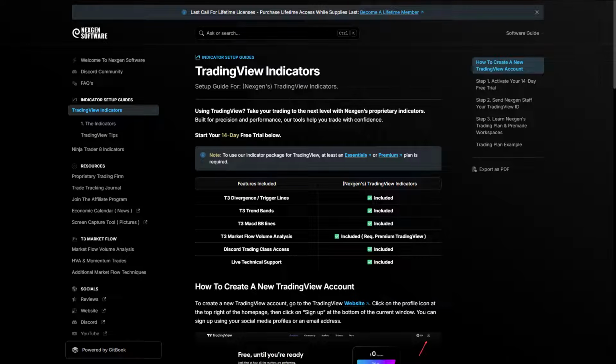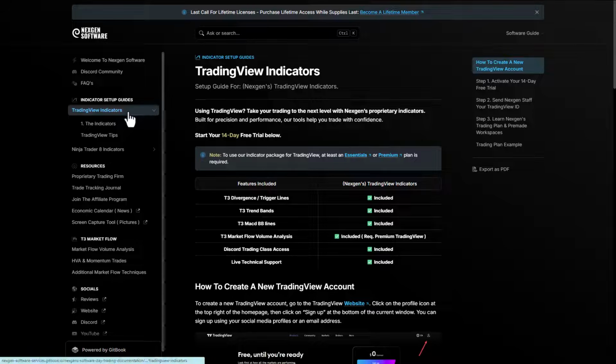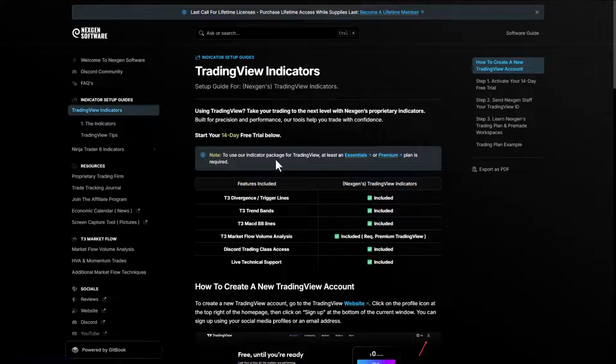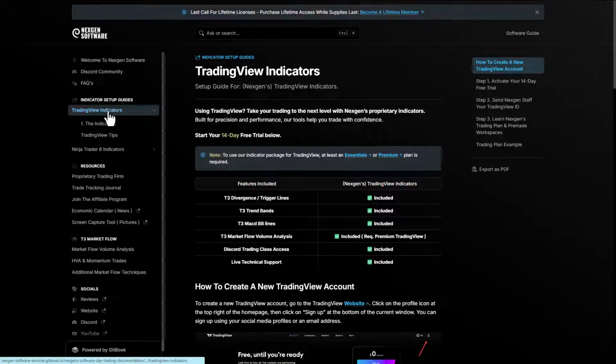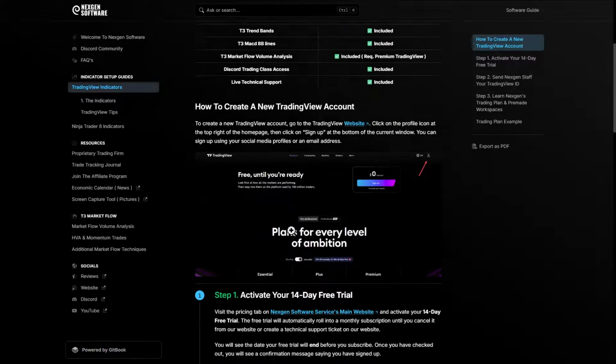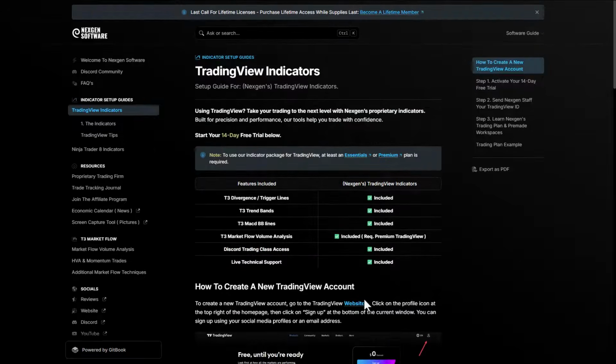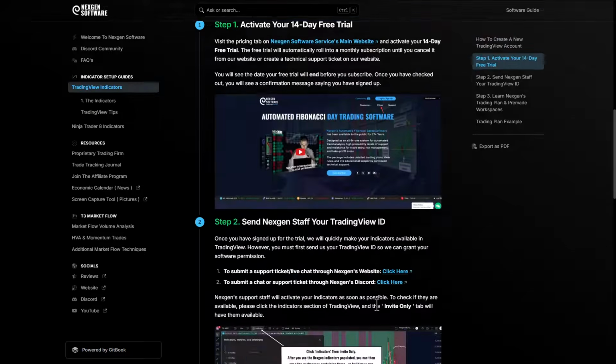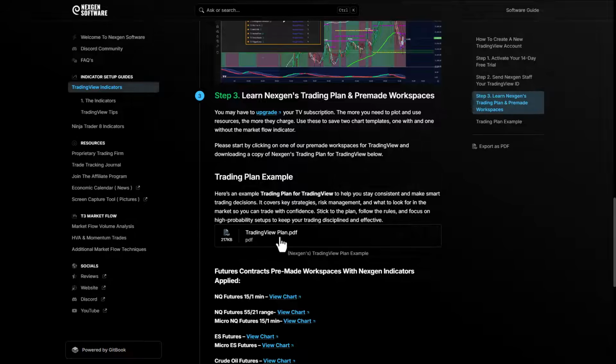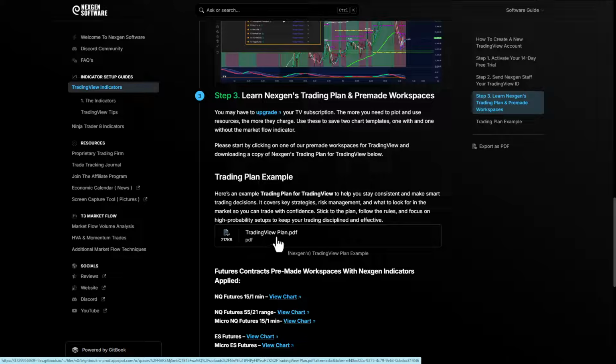slash trading rules. And where you'll find this is in our NextGen software manual. You're going to go to TradingView indicators, and then you're going to have all of the sign up process for this, but you're also going to get a copy of the TradingView plan right here. And this is really what I would like to go through with all of you guys today.